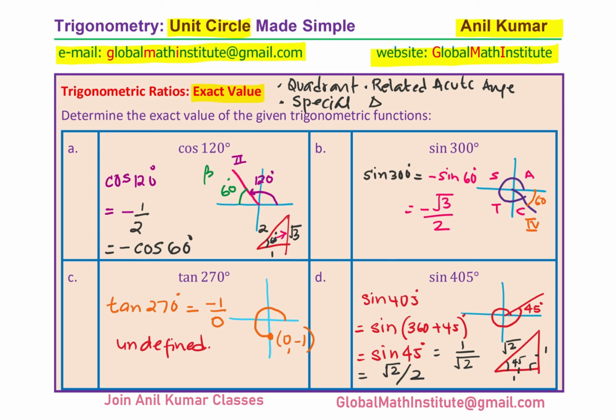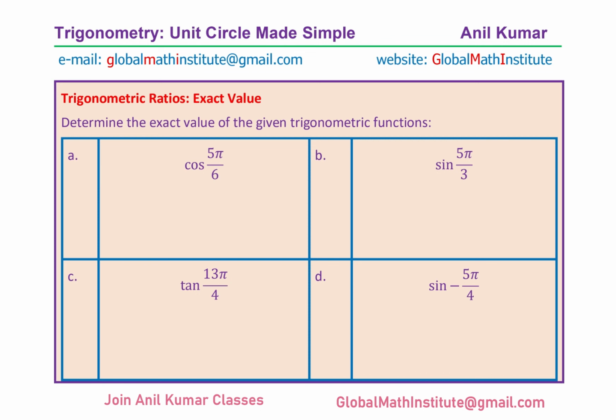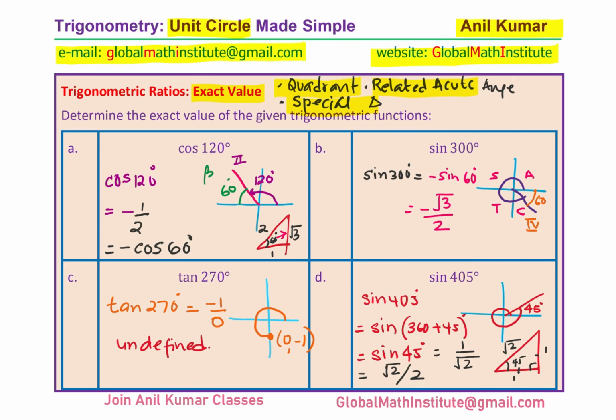So let me summarize this strategy. To find the exact value, we first want to figure out in which quadrant the terminal arm will lie, and then calculate the related acute angle. Once we figure this out, we have to relate it with the special triangle and find the exact value. I hope the whole concept is absolutely clear. In the next video, we'll take up the exact values when the measurements of angles are given to us in radians.